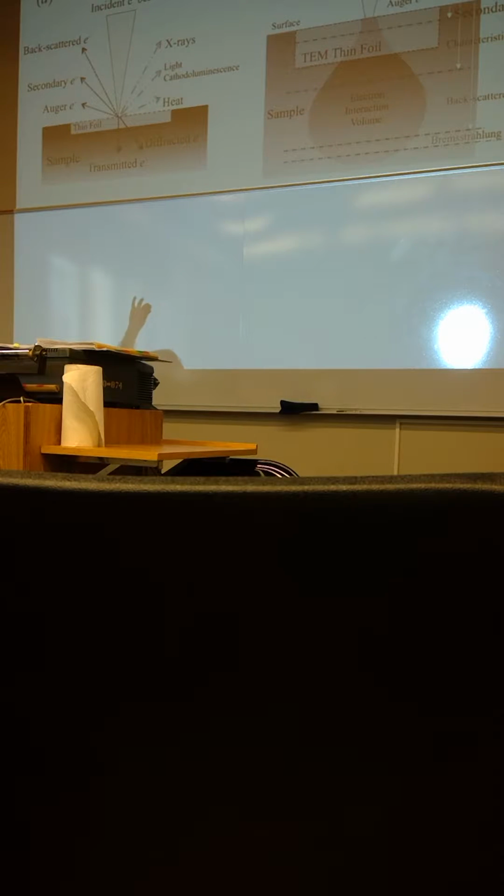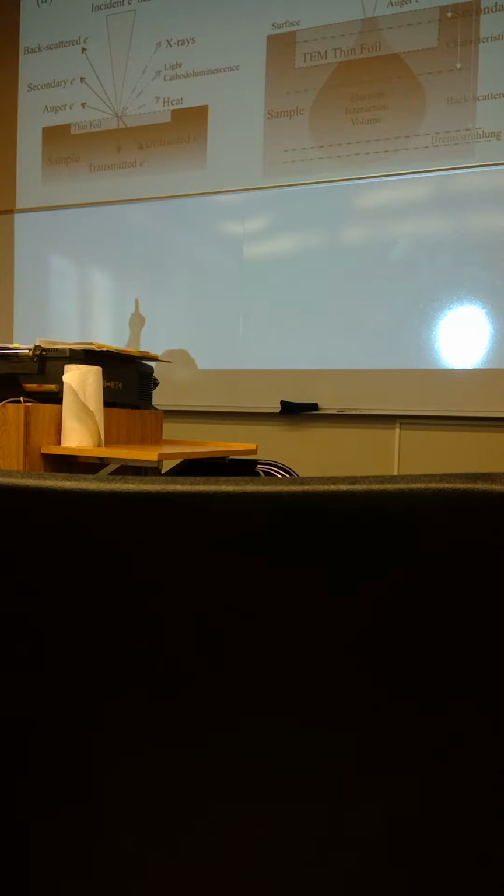But if you don't have a thin foil, and you have a thick sample, then you only have the stuff that comes off the surface. Then you have the Auger electrons, the secondary electrons, the backscattered electrons. Then you have ionization of the sample, and in the de-excitation process you get characteristic X-rays. You can generate light, and that is called cathodoluminescence. Of course, you can also heat up your sample and burn it and so on. If you are interested in that, you can also study that. So those are the signals that you can generate.